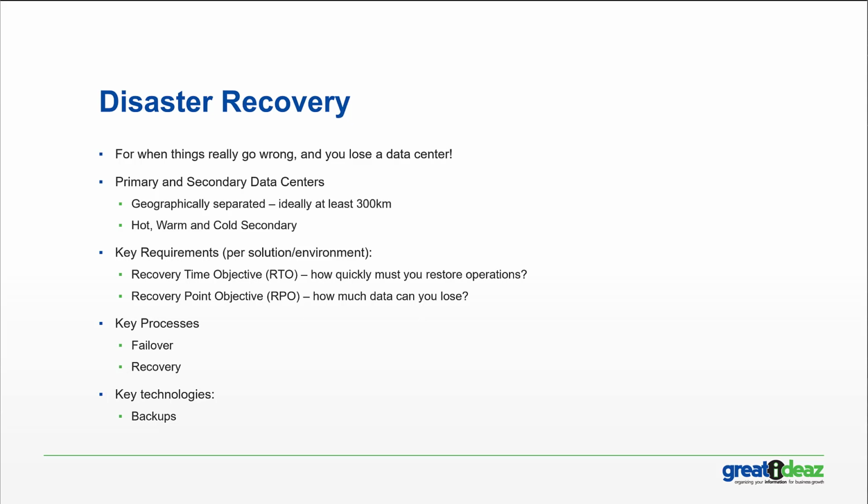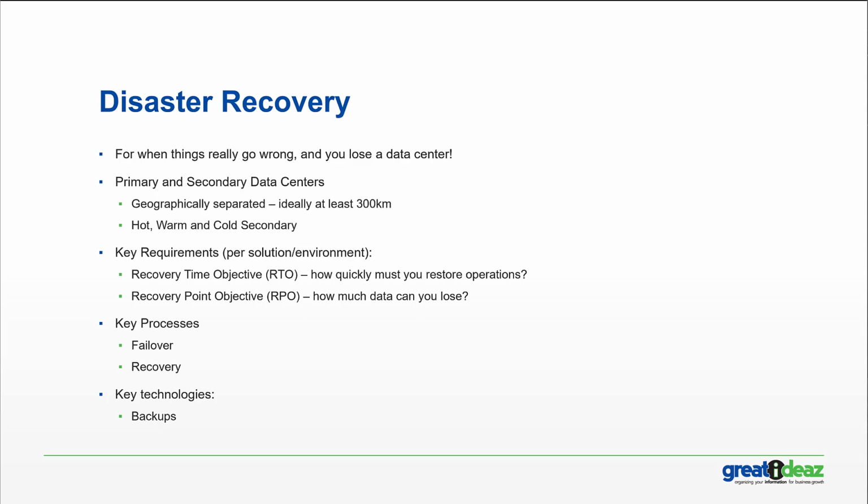The other key process we need to consider is how do we fail back? So we failed from primary to secondary. We've conducted normal operations in secondary for a while, and then maybe our primary data center has come back online. So how do I take the data out of my secondary data center and revert control back to my primary data center? So those are two key processes, failover and recovery.